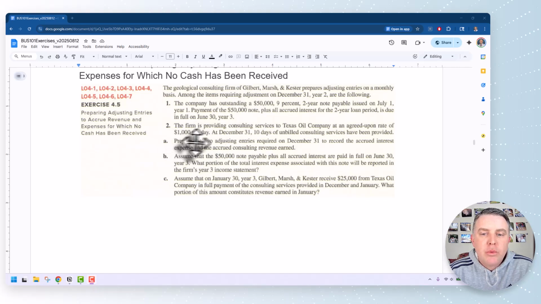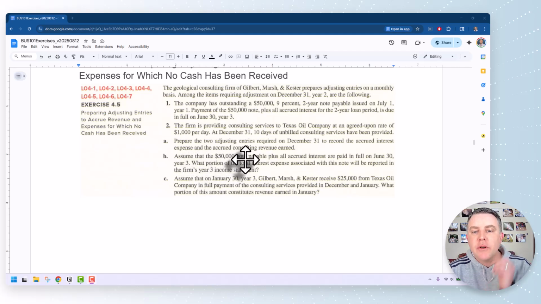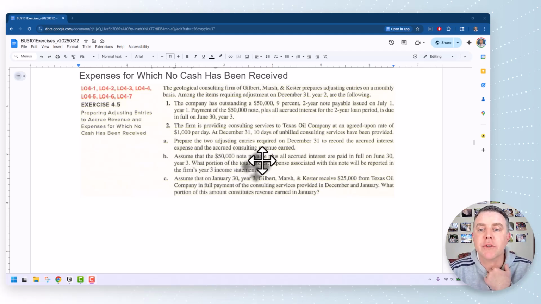So A, prepare the two adjusting entries required on December 31st to record the accrued interest expense and the accrued consulting revenue. Part B, assume that the $50,000 note payable plus all accrued interest are paid on June 30th. And then Part C, assume that on January 30th, year 3, Gilbert, Marsh, and Kester receives $25,000 from Texas Oil Company. All right.